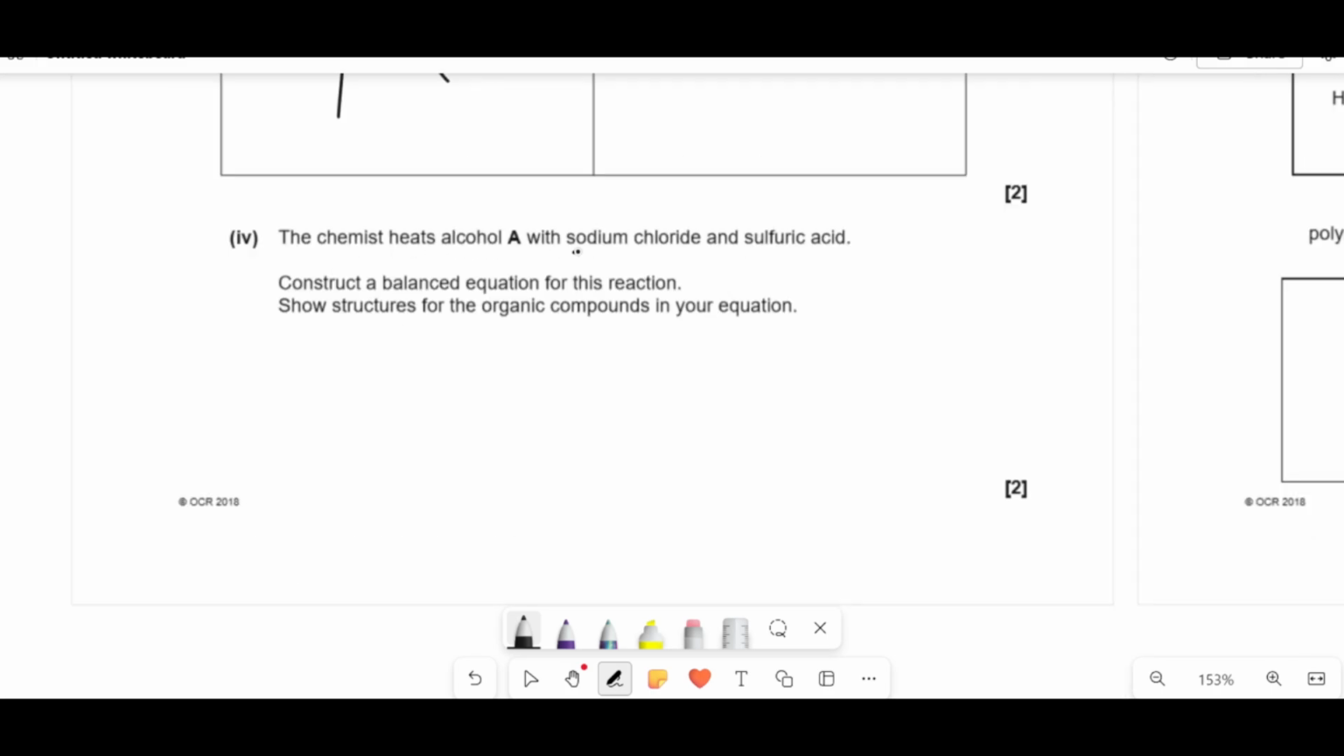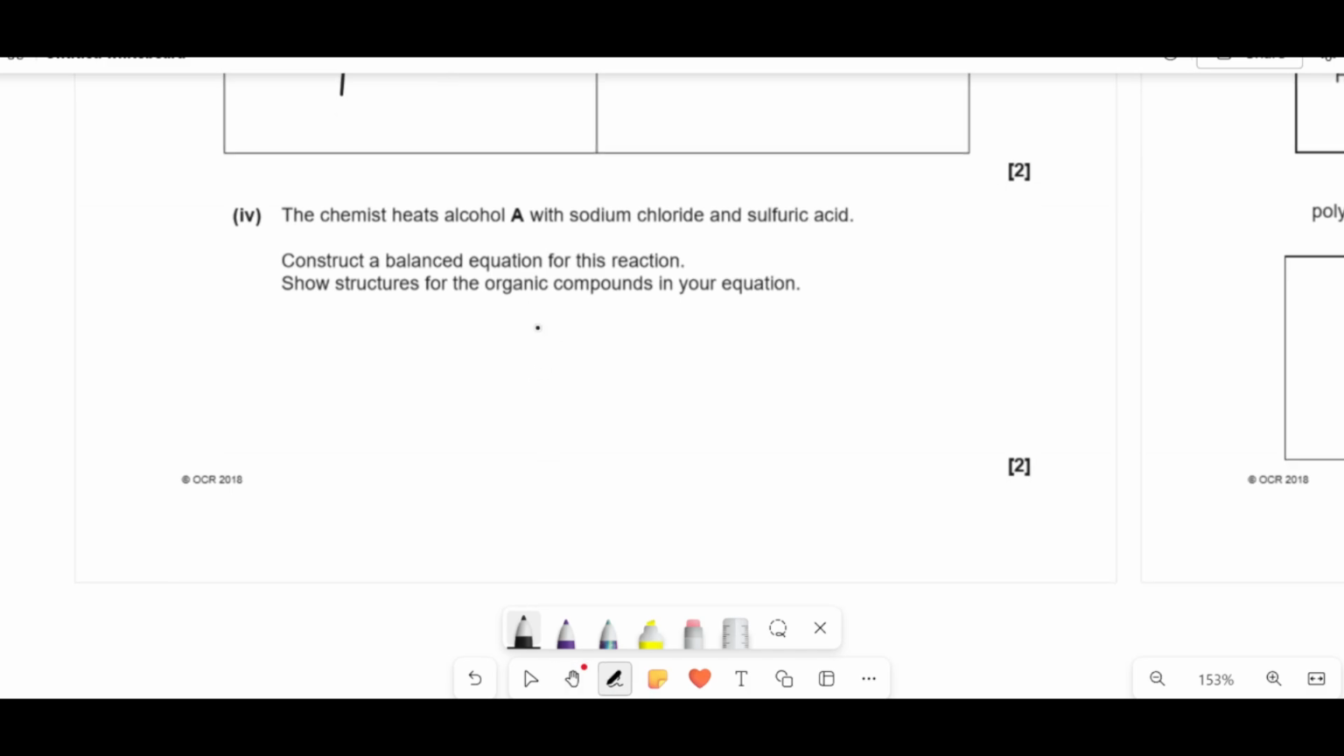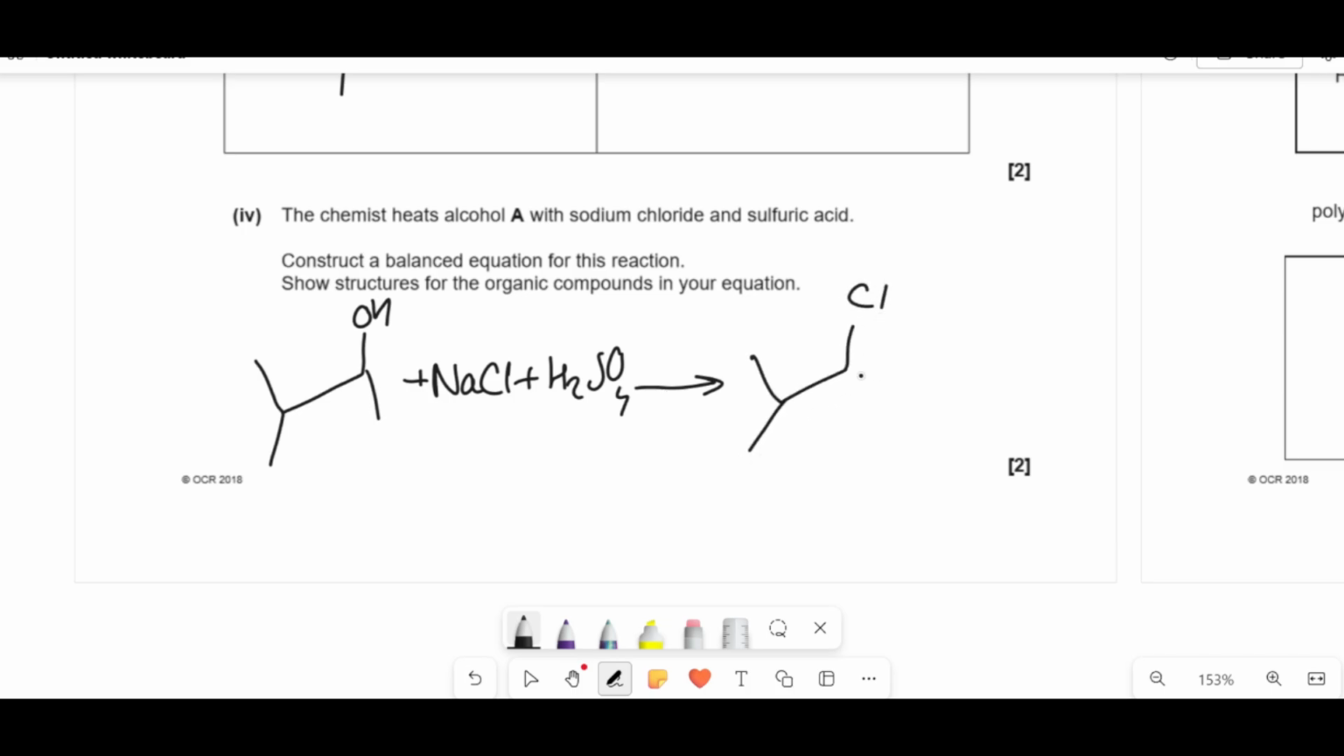The chemist heats alcohol A with sodium chloride and sulfuric acid. Construct a balanced equation. I know that this is an alcohol, so let me write down what we know immediately first. There's an alcohol, we're reacting with sodium chloride and sulfuric acid. I need to think what kind of reaction we're going to have here. What's going to happen is that Cl is going to swap the OH there. We're going to have some substitution. So we'll write NaCl plus H2SO4, because we know those are definitely going to be added. And what we end up with is a Cl here instead, this and this.